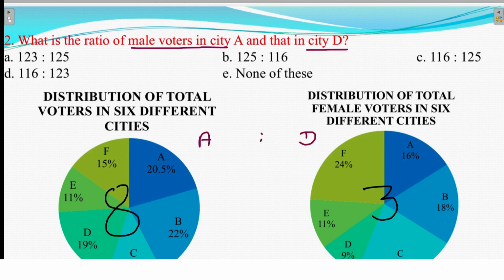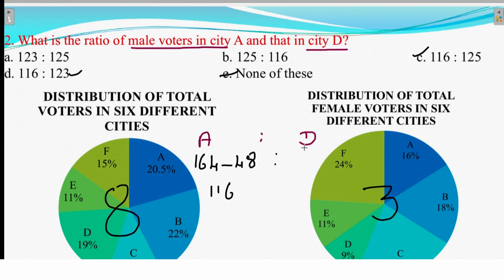So whenever you want to find out male voters, I told you the process: subtract the females from the total. Total A is 20.5 into 8, 164. Total will be 164 minus, in A, 16 into 3, 48 females are there. I will remove them. 164 minus 48 will be 116. How many options do I have? 116, two options, either this or none of these also. So I can't decide. Let's do D also.